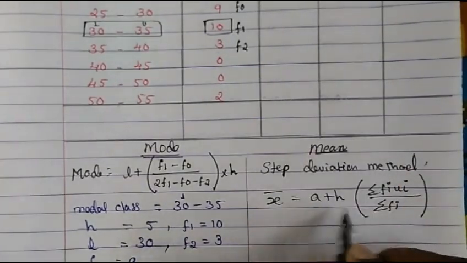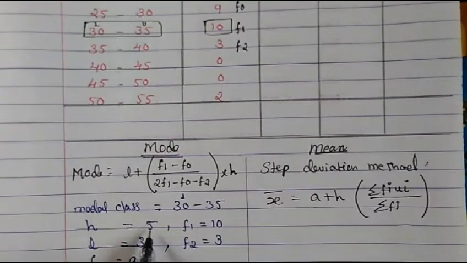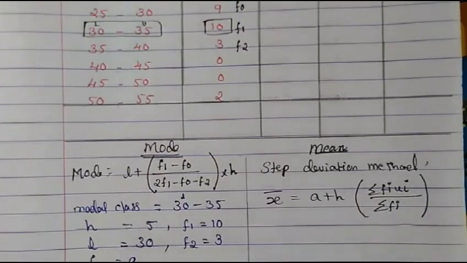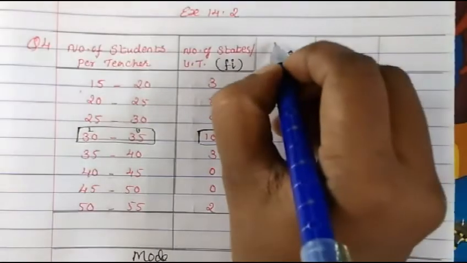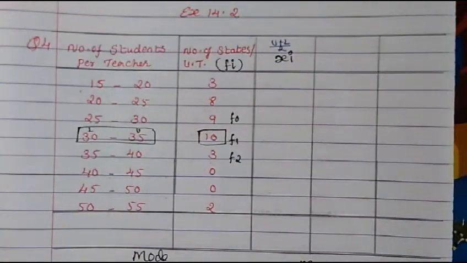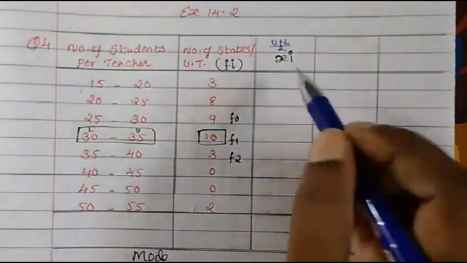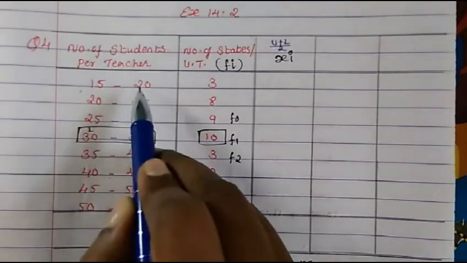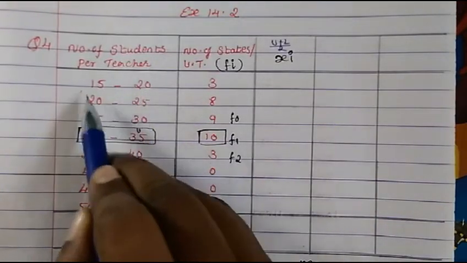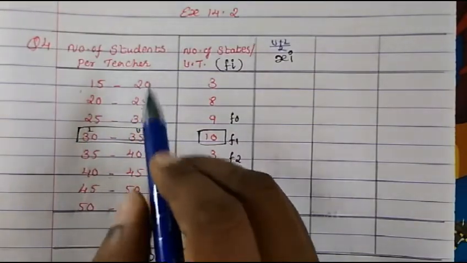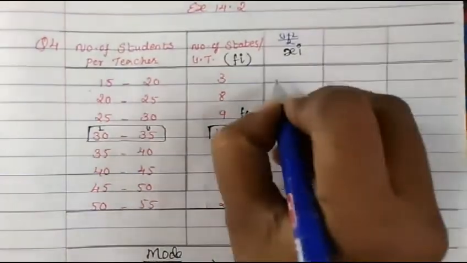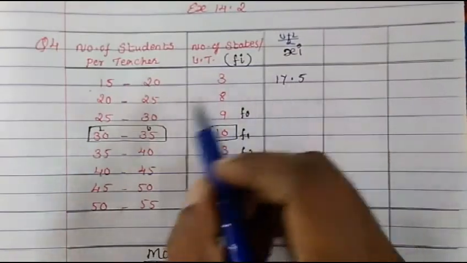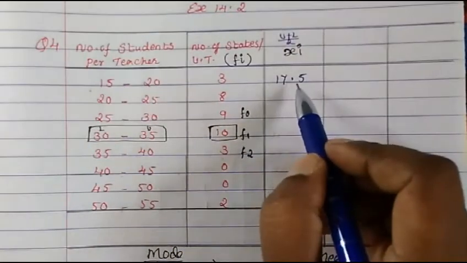Okay, so we have to find out a, we have h, which is the class interval, and then fi ui we have to find out. For that we need to find out xi. How do we find xi? Upper limit plus lower limit divided by 2. So this is our frequency, and this is the upper limit, this is the lower limit. 15 plus 20 will give us 35, and 35 divided by 2 gives us 17.5.